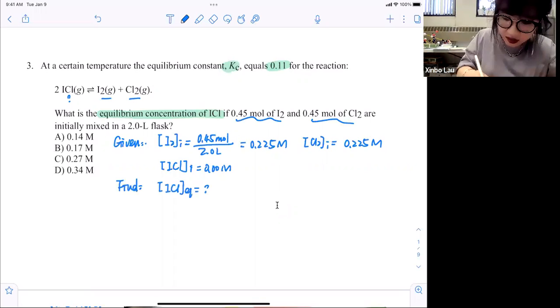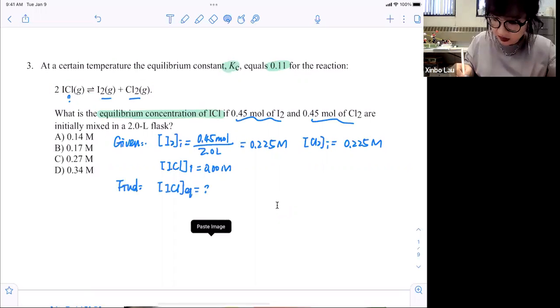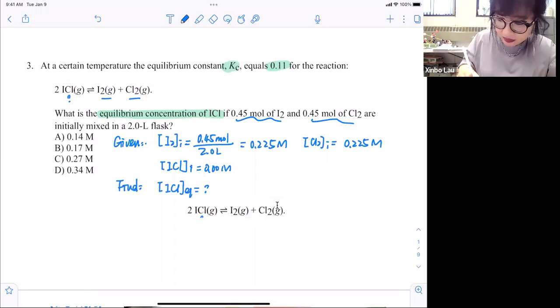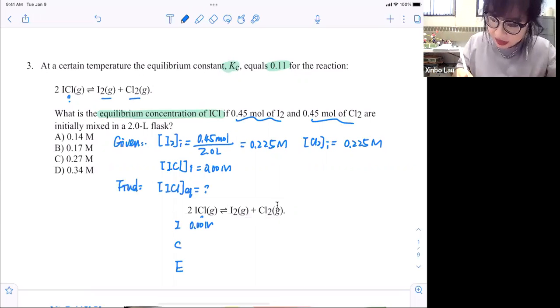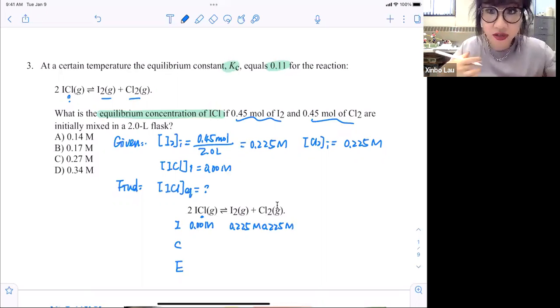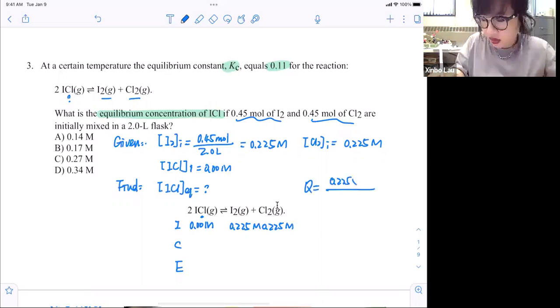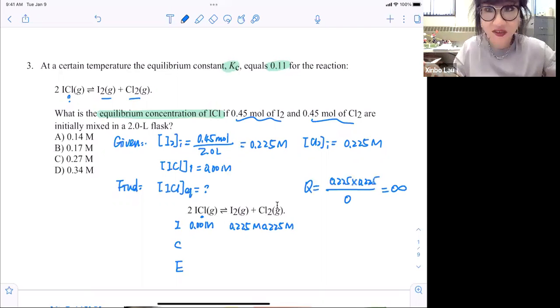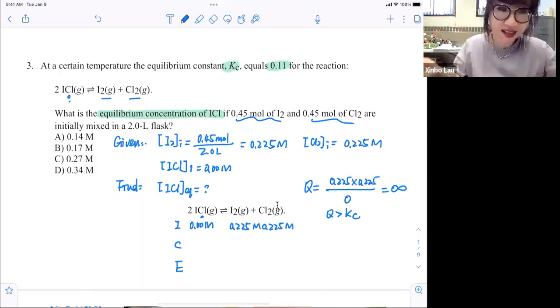So let's bring our equation, then the ICE table. Initial is how much? 0, as we said. And then initial is 0.225, 0.225. Now what's important is how do we determine the change, which way the reaction goes. You can calculate Q. Q is products over reactants. Products is 0.225 times 0.225. Reactants is 0, so this number is infinite. This is definitely going to be bigger than K, and K is only 0.11.